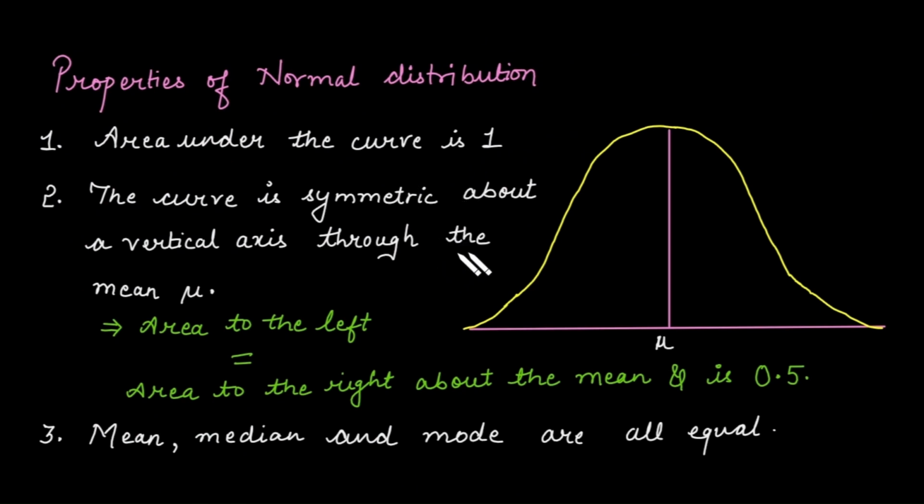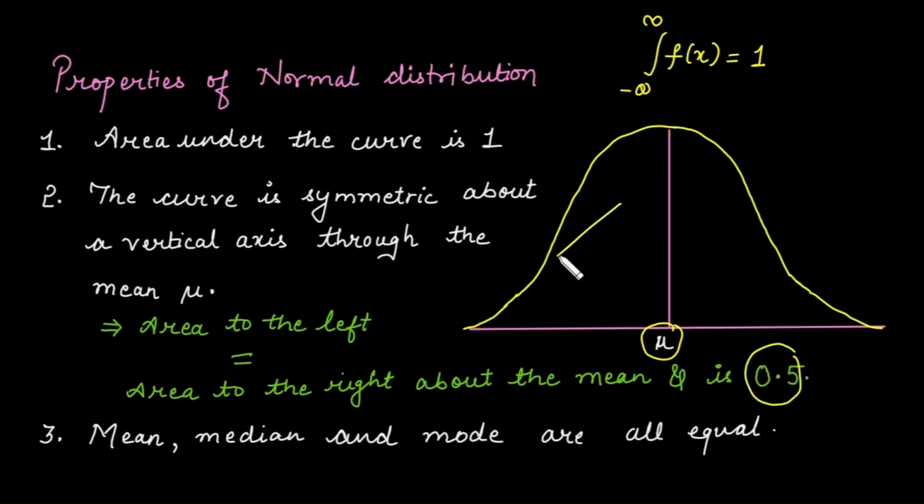Firstly and importantly, the area under the normal curve is 1, meaning if you take the integration from minus infinity to infinity of the function f(x), you will get 1. Secondly, this curve is symmetric about the vertical axis through the mean, which further gives you another result, that the area to the left of the mean is equal to the area to the right of the mean, which is further equal to 0.5.